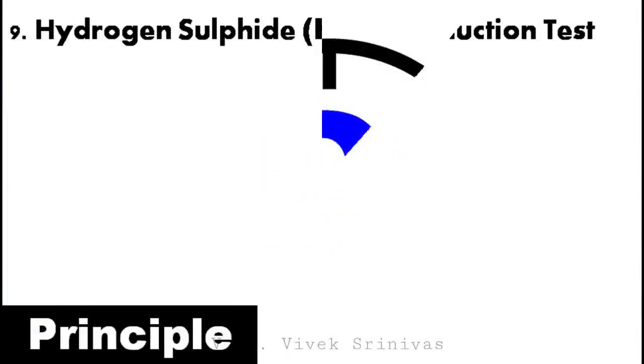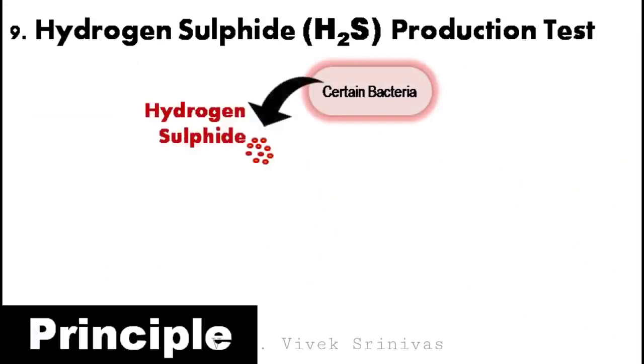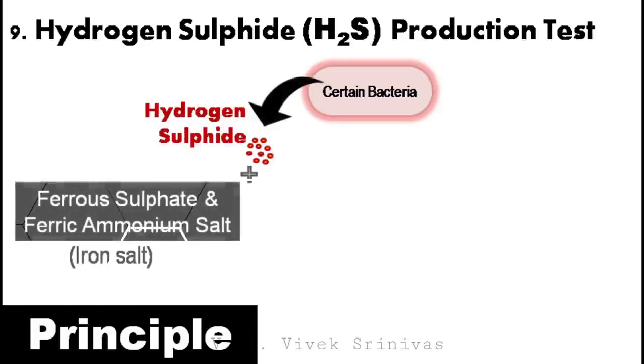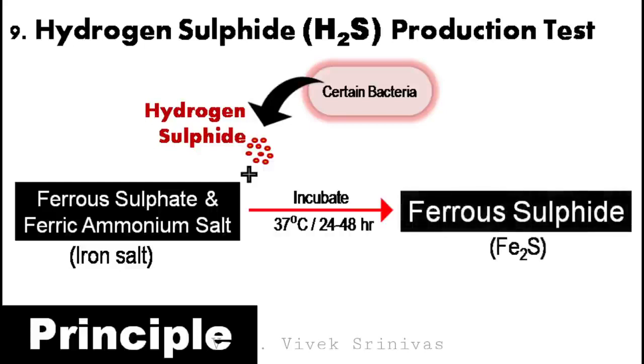Next, the hydrogen sulfide production test. The principle: certain bacteria produce substance like the hydrogen sulfide. This hydrogen sulfide, along with the iron salts, like ferrous sulfate and ferric ammonium salt, forms the ferrous sulfide as the end product. This is observed as the black precipitate. This is the principle behind the hydrogen sulfide production test.